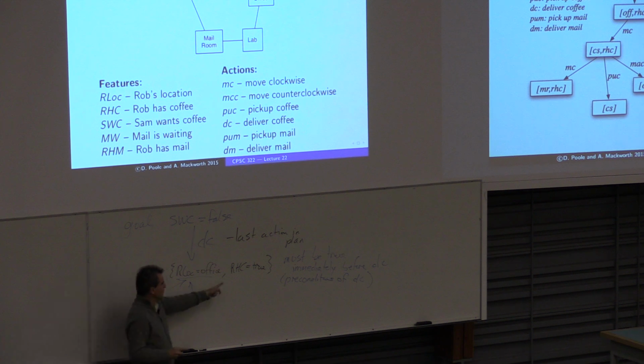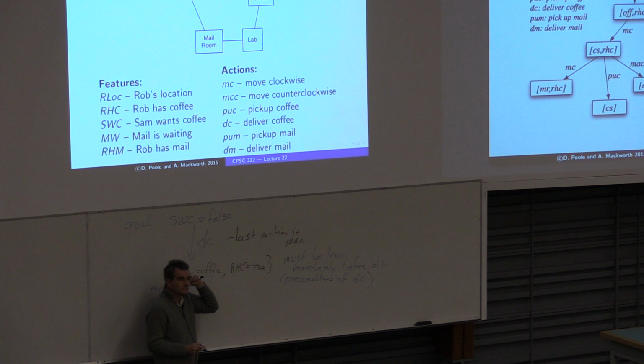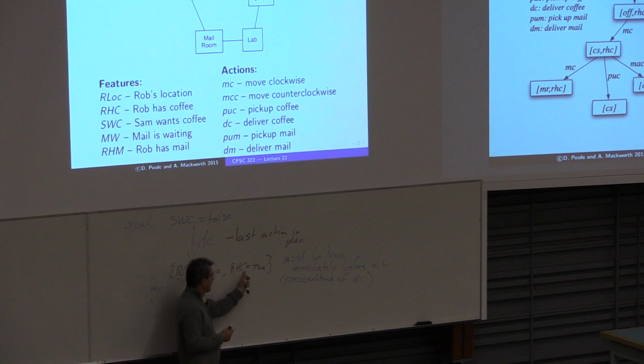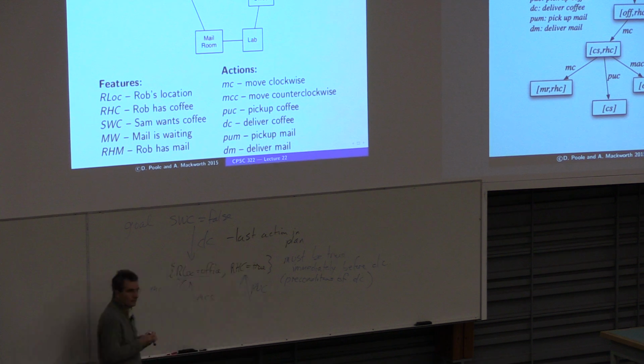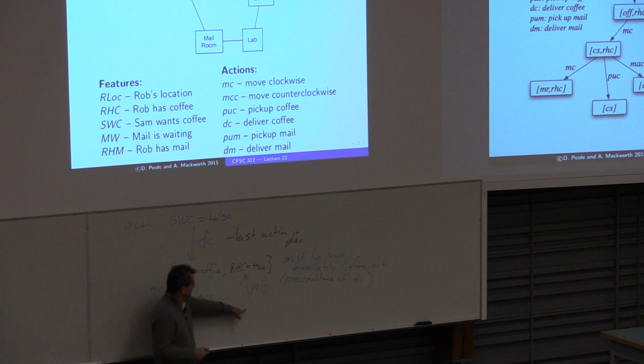And what could achieve robot has coffee? What could achieve this? No, we actually want an action that would achieve this. What has this on the add list? Pick up coffee, right? So let's look at this node here. Okay, they're the only things.